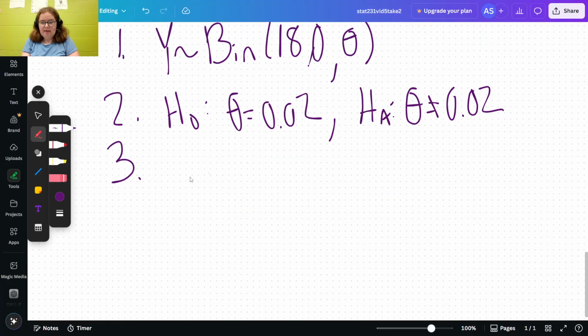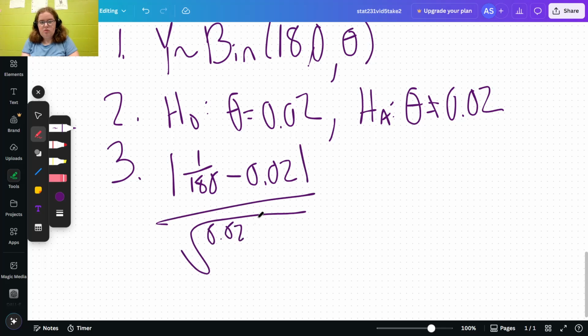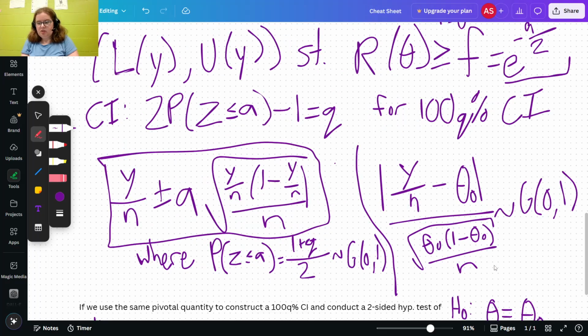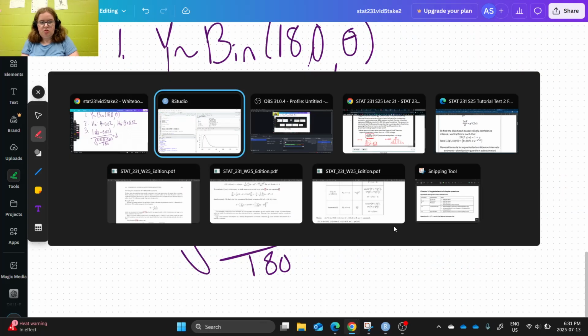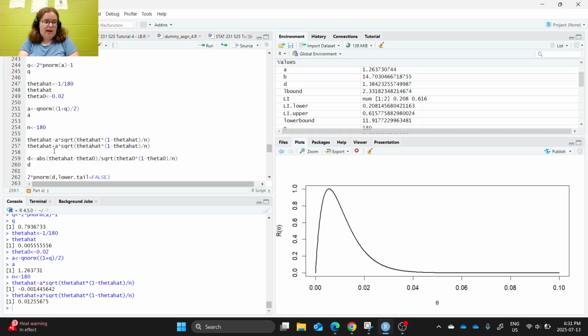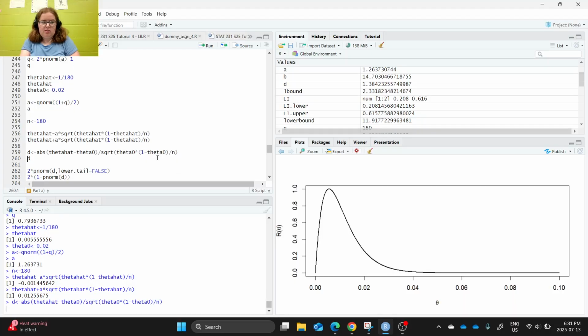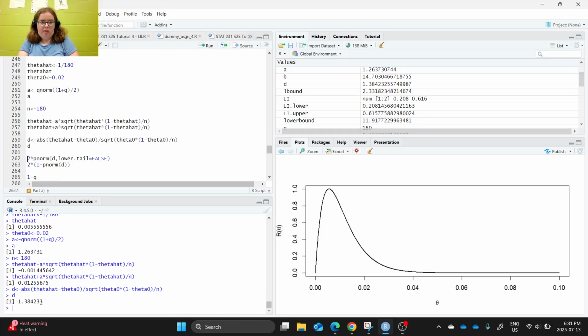So we have that absolute value of 1 over 180 minus 0.02 over the square root of 0.02 times 1 minus 0.02 over 180 is equal to d. Just checking that looks good. And this is based on the Gaussian distribution, so we can hop over to our code, and you can see I have it written over here. I know there's a lot of variables here, but just to break it down a little bit, this is our 1 over 180, this theta hat here. Theta naught I've defined as 2%, like we've kept saying, and got everything in there. So once I compute that, I see that it's going to be 1.384, and then I can compute my probability.